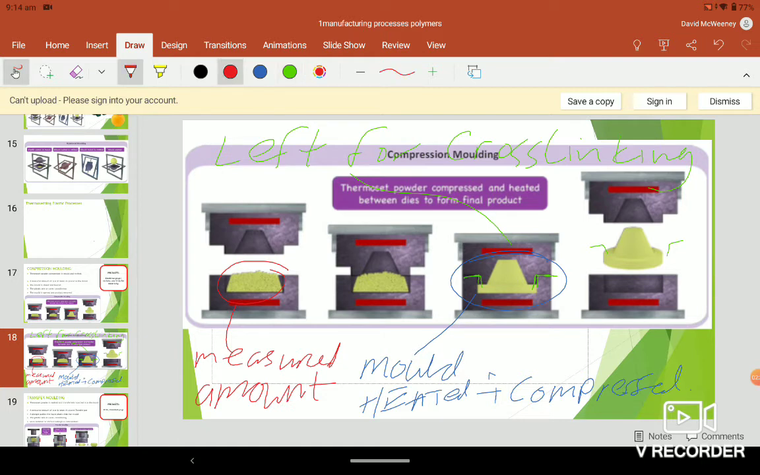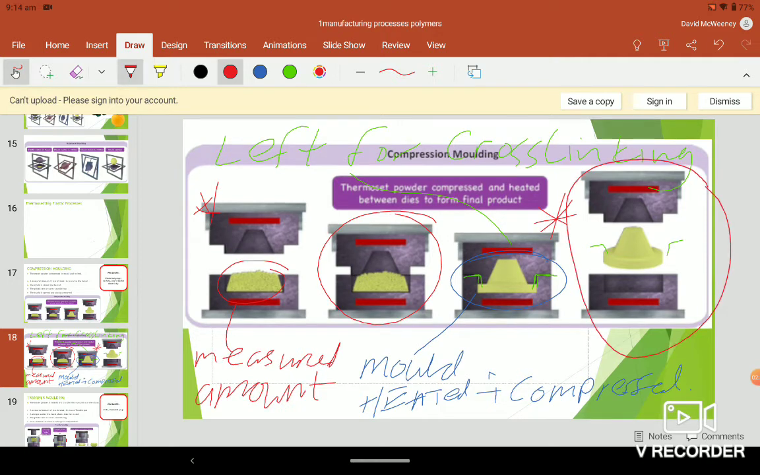Again, it's just this one here and this one here. So the other two you don't really need, okay? Because the middle one only shows the mold coming together, and the other one shows it open. Again, ideally you'd want to include that one as well. So that's your compression molding.